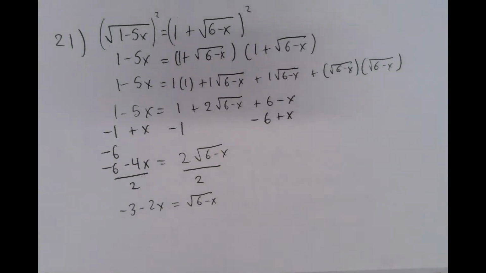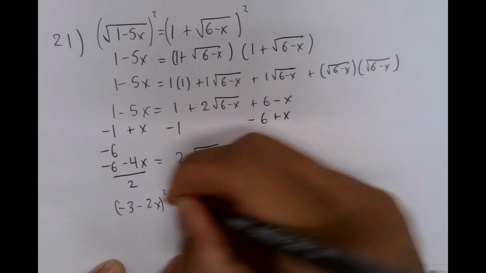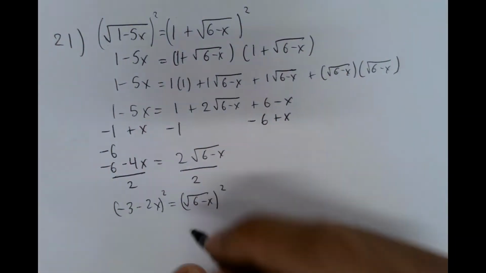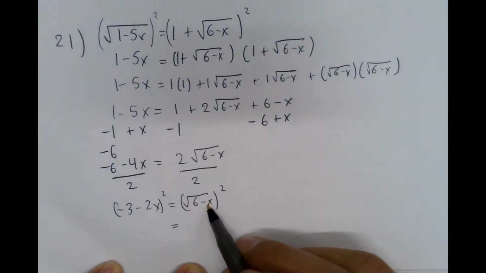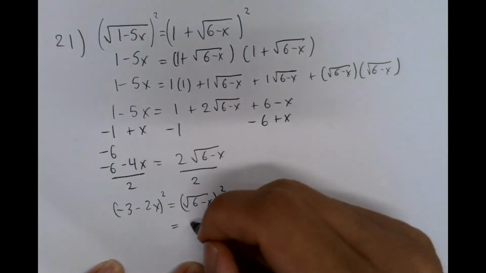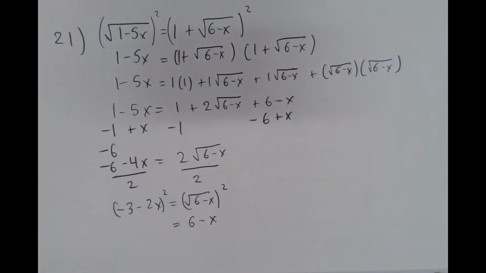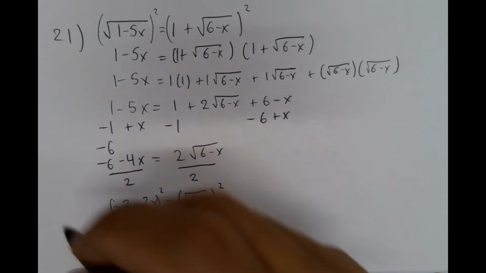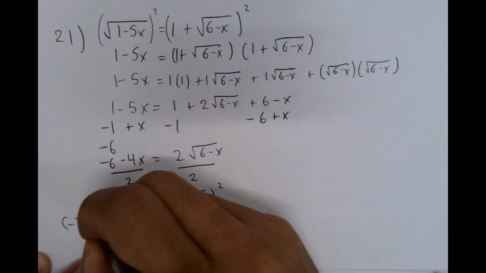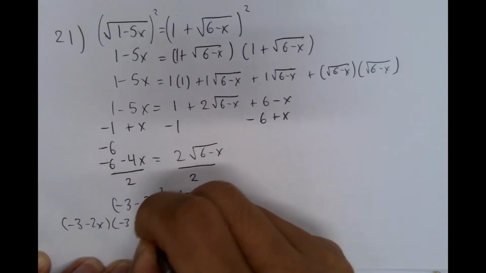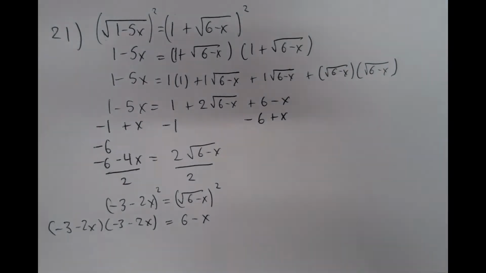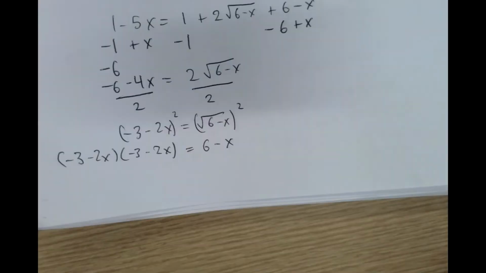Again, okay? This is the second time we're going to square both sides. So this, again, if we have two of the same things multiplying each other, it's very easy. It's just 6 minus x. The left-hand side is where we have more of our problem here, so I'm going to just rewrite it so you can see what I'm doing. So it's negative 3 minus 2x times negative 3 minus 2x. Okay, so just like what we did before, we're going to FOIL and distribute.